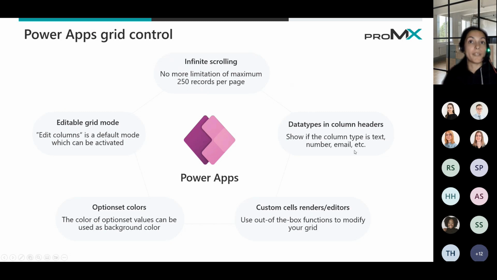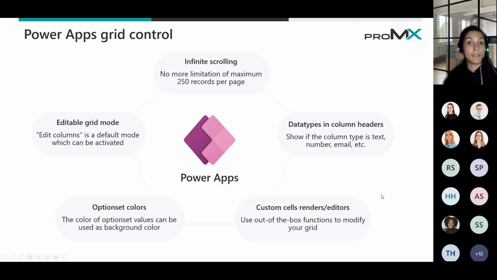We can let it show the data types of our column headers. If it's a text, a number, an email, we can let it show. In some cases, this could be really helpful if you have a lot of columns in your grids. We can now use the color of our option set values. We can let it show as a background color. If you have a lot of data and want to recognize something really fast, this could be a great way, or it is a really easy way to do a customization based on a color.